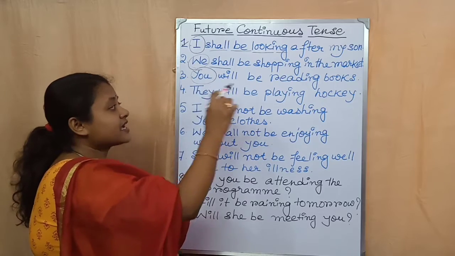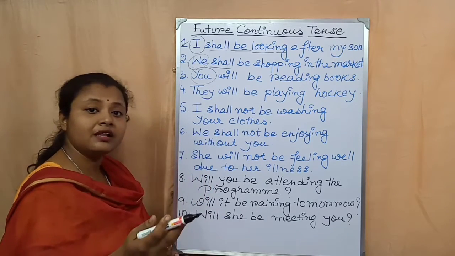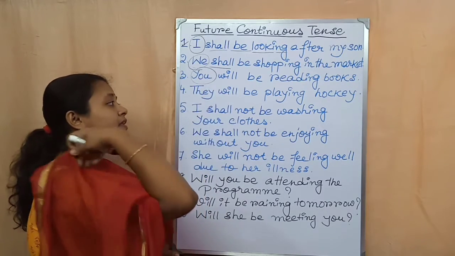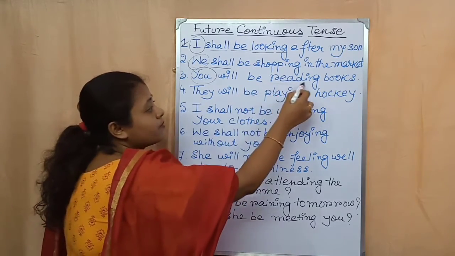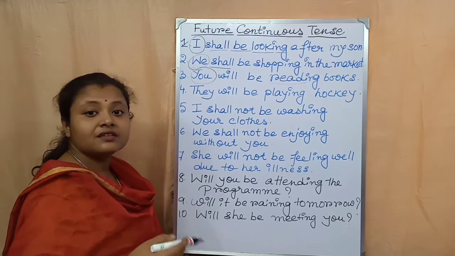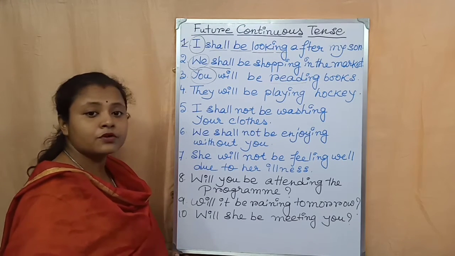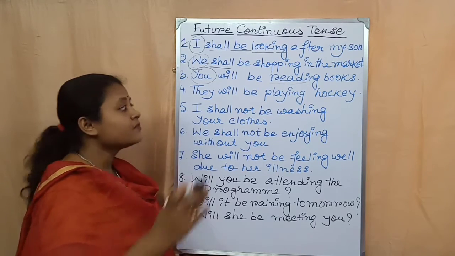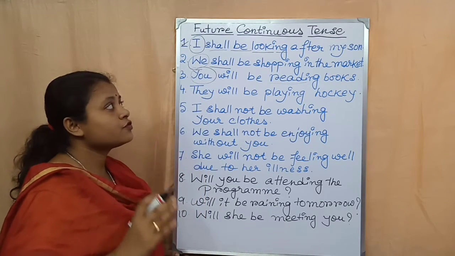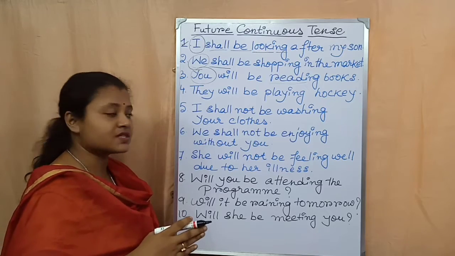After that, after the second person, we have to write will. So I have written here will. Then be. After that, the present form of the main verb read. Then ing, reading books, full stop. You will be reading books. Okay? So this is an example of future continuous tense in assertive sentence.